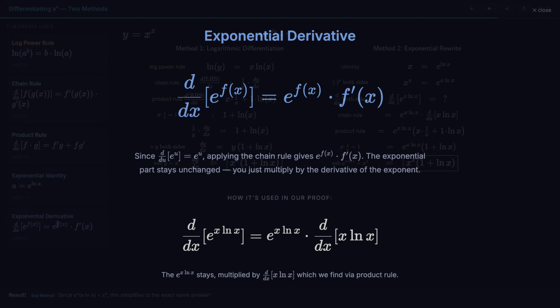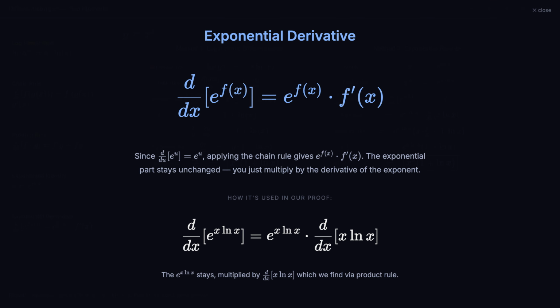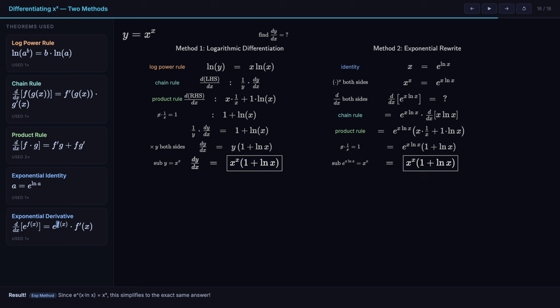And finally, the exponential derivative. d dx of e to the f of x equals e to the f of x times f prime of x. This is the chain rule specialized for e. The exponential survives, and we just multiply by the inner derivative. And with all those tools together, we arrived at the same answer both ways.